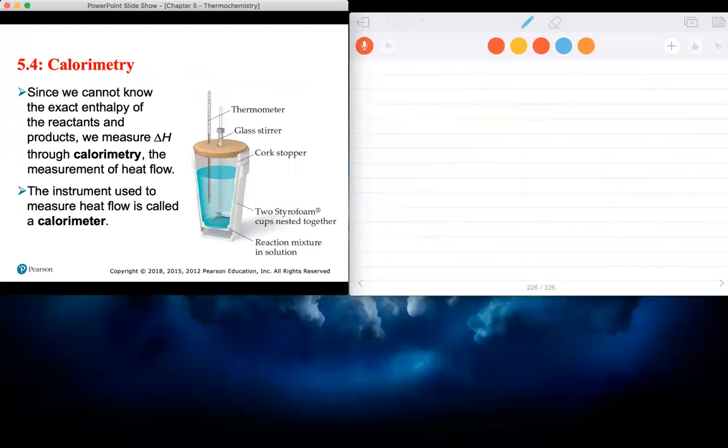Let's shift gears to what we now do in the lab. If you are taking the lab section for this course, you may have done an experiment on calorimetry. And what is calorimetry? Calorimetry is simply the art or science of determining the heat of reaction, the heat evolved during a chemical reaction, using a calorimeter. And in the lab, a calorimeter is simply an insulated coffee cup.